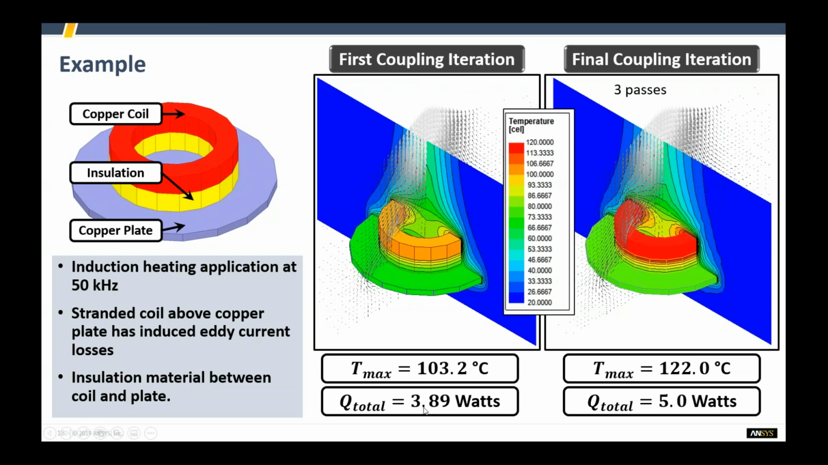Total energy is 3.89 watts. After the final coupling iteration, which is 3 passes later, we can see that it converges better. The maximum temperature and the total energy have converged to a different number.